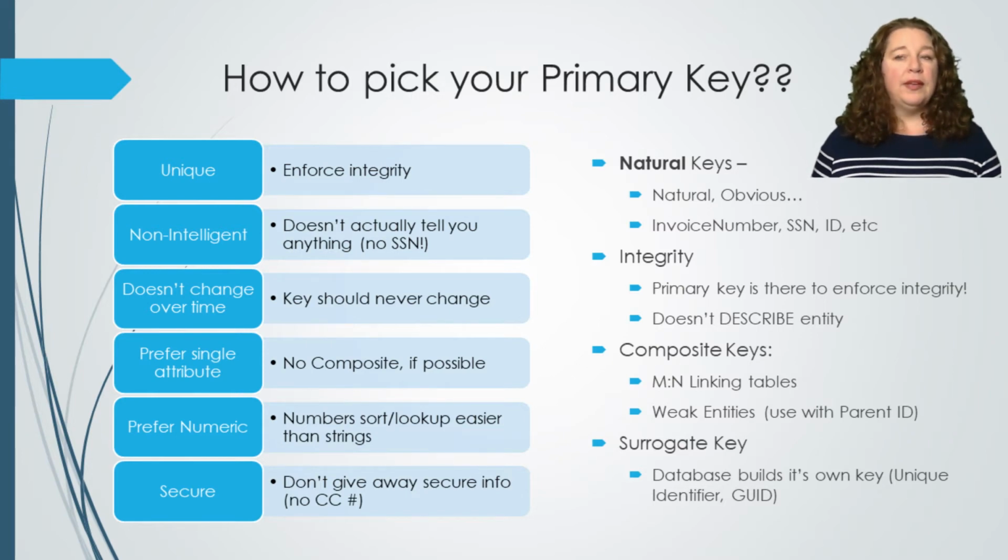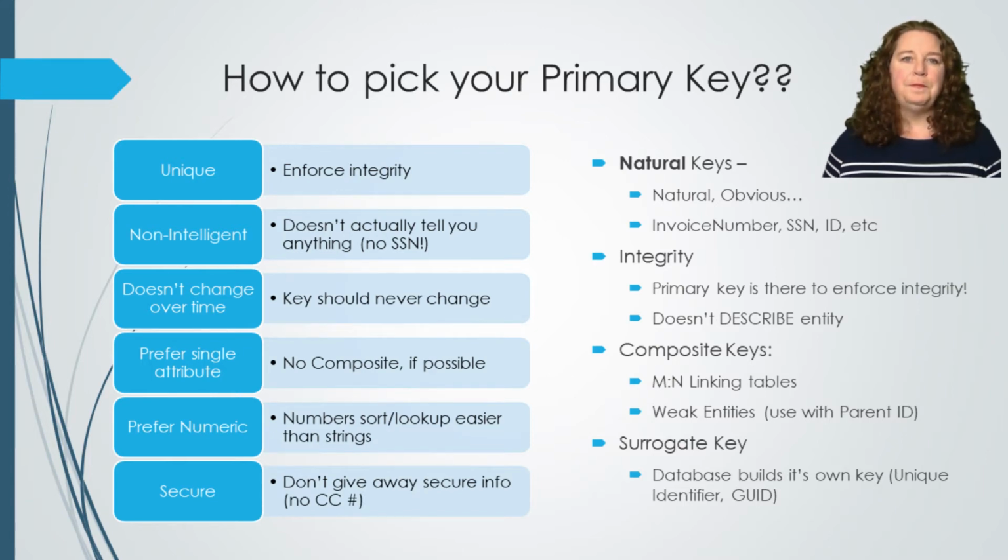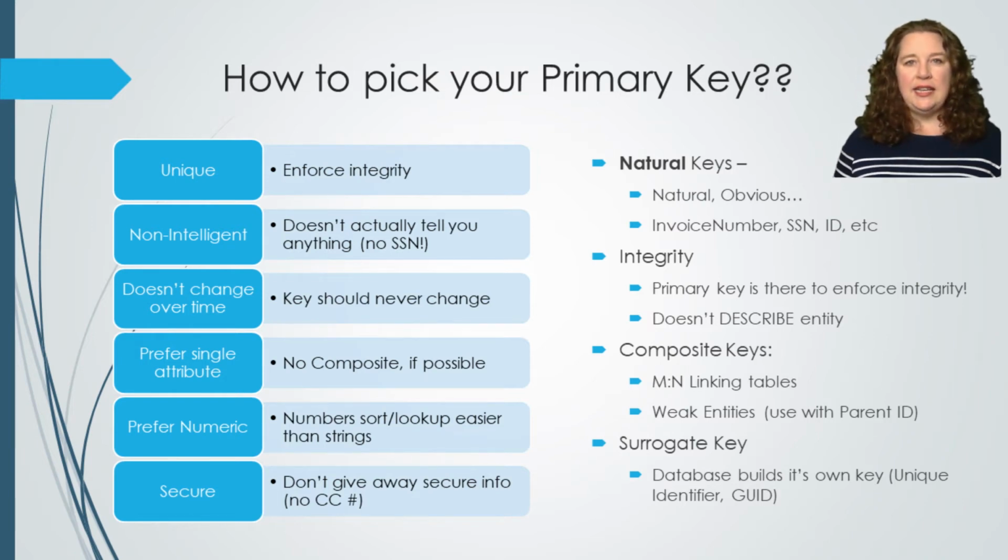Sometimes you're going to come up with composite keys. Your composite keys are sometimes going to be that linking table between two M-to-N relationships, where it's obvious it's going to be the primary key from both tables that it's linking. That's going to be your naturally obvious primary key, the composite key, and it's important to recognize that. When you have weak entities in a strong relationship with their parent, usually the parent ID is going to be part of a composite key that's going to describe that weak entity.